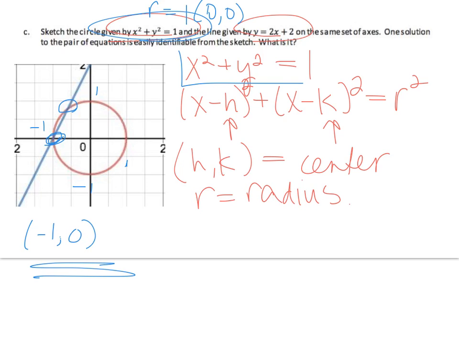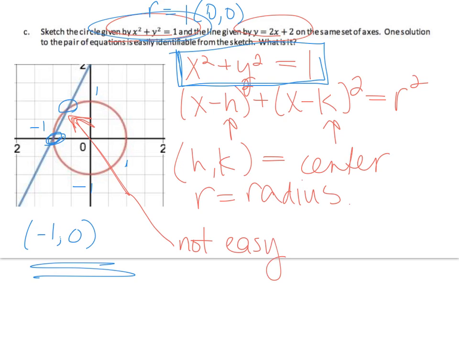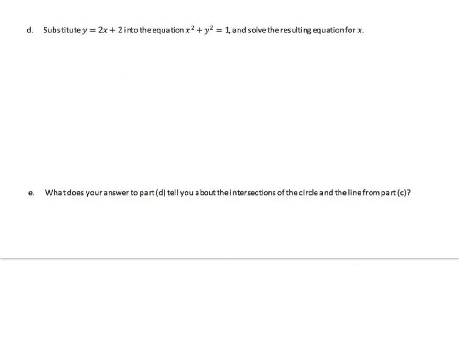But we need to be able to easily sketch some circles, and most of them will be set up like this for us, where we can just figure out the center and the radius and sketch away. As an aside, this point here, which is not easy to read, we would have to solve algebraically. That's why graphing isn't always the best way to solve a system of equations.